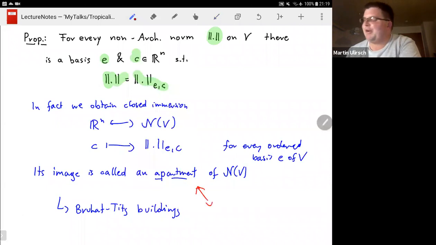Because I just want to make that point and then we're having an example page. So let's do that. These apartments end up being in one-to-one correspondence to the tori T in GL_N. That's just what I wanted to say. And now let's do examples.